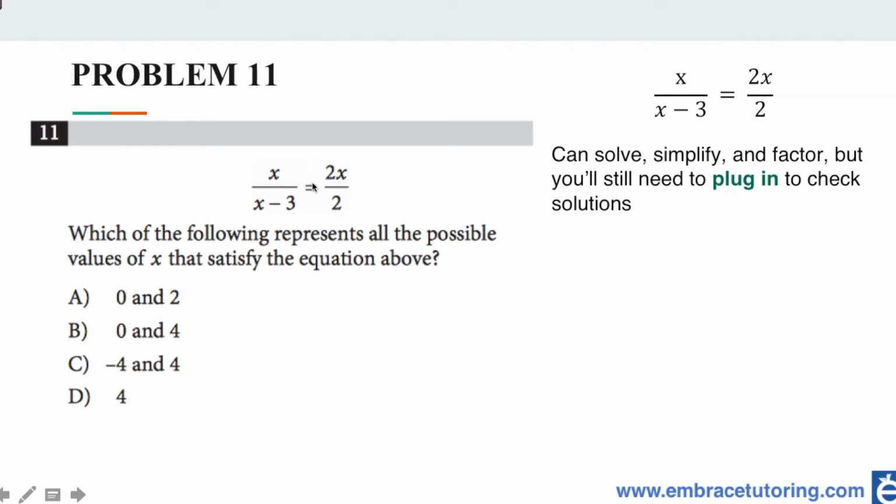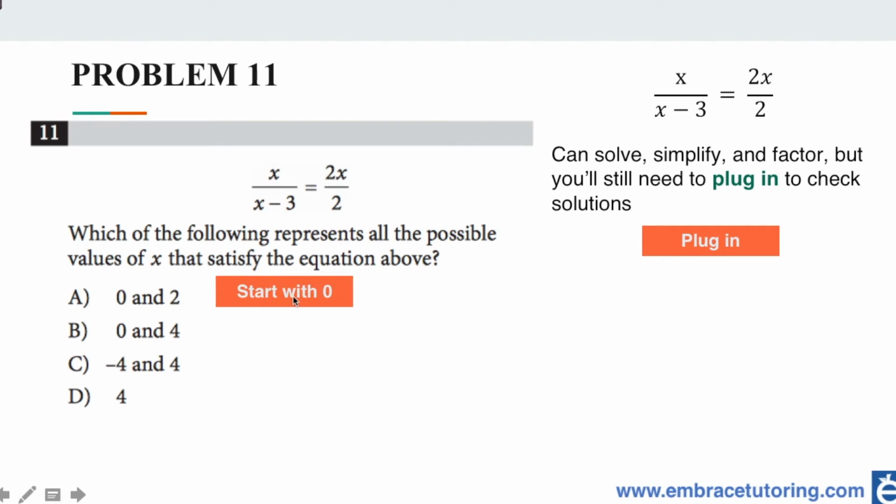There might be other instances for other types of problems where I might have to do a quadratic, but because I'm probably going to have to plug stuff in anyway, what I'm going to actually end up doing is just plugging things in. And I'm basically going to plug things in and then use process of elimination here to tell me which answer choices I should focus on first.